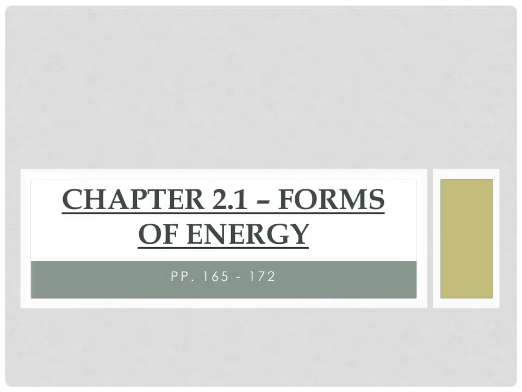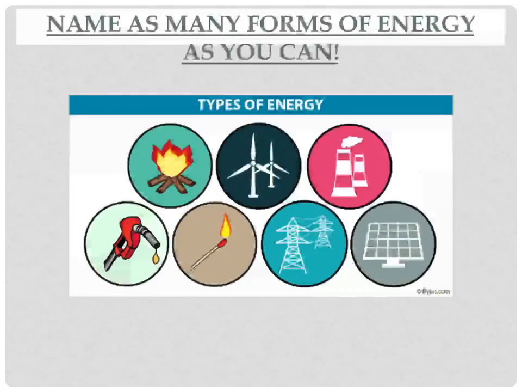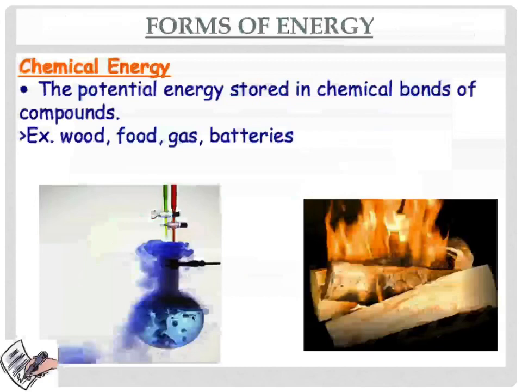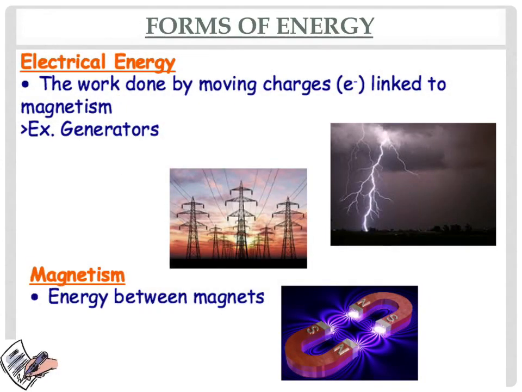All right, so we are moving on to forms of energy now. Because like I said, we started talking about energy and how it was related to work. Now I really want to talk about all the different types of energy that we have. So we have chemical energy. This is the potential energy stored in chemical bonds of compounds, right? So this is the potential for a chemical change and a chemical reaction to happen.